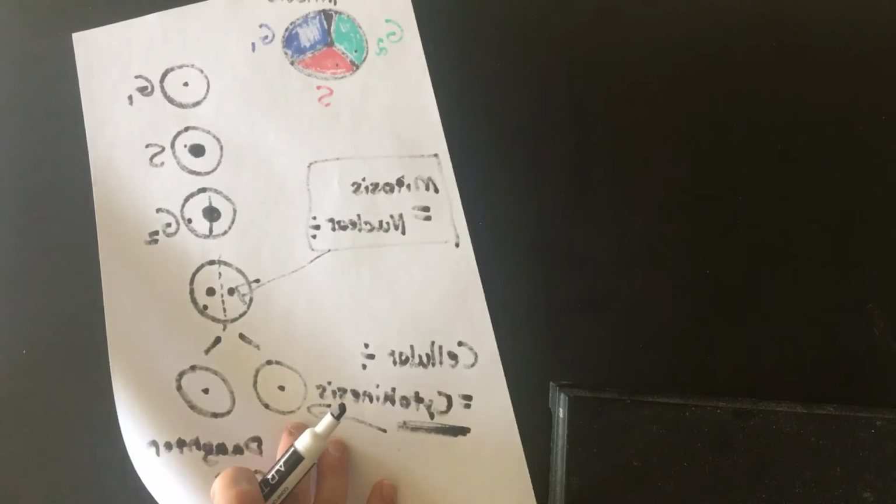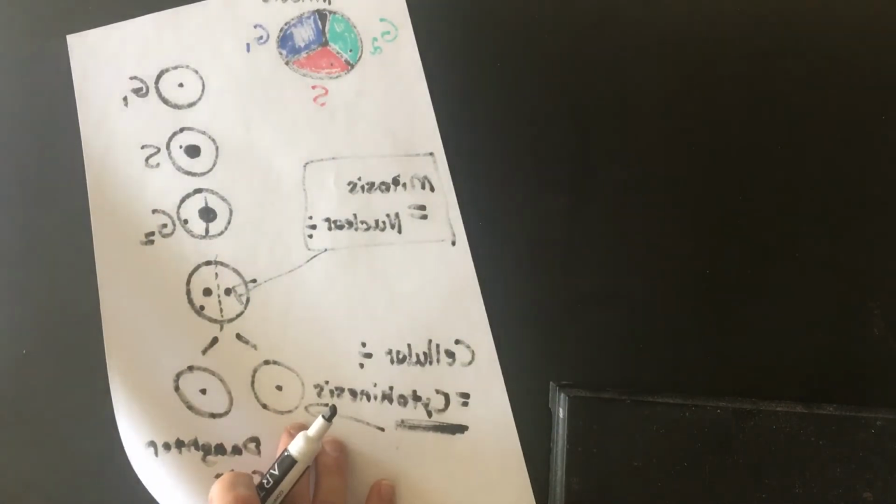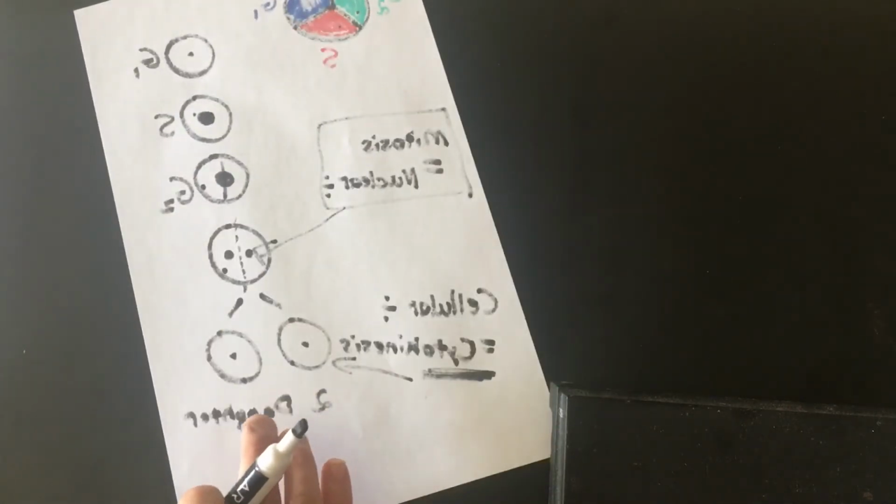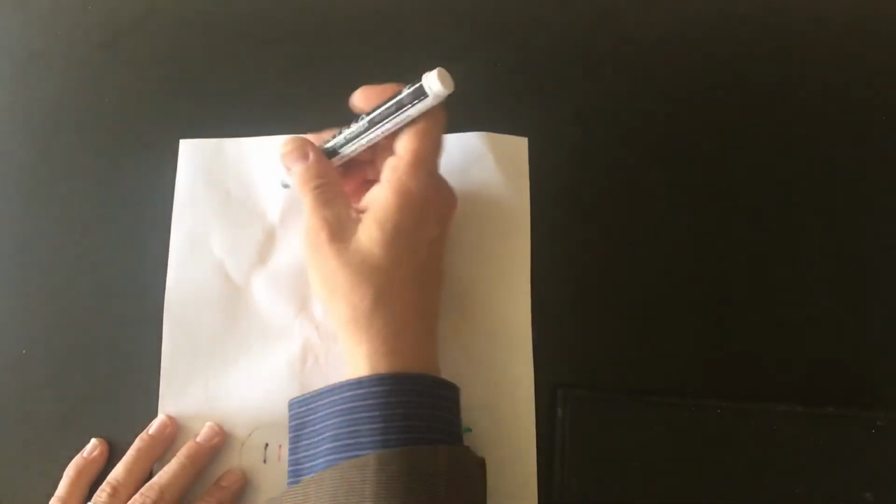And for that, let me get another sheet of paper here. I'm running out of paper. Oh my gosh, I was unprepared. I'll just use this wrinkly old thing. Steps of mitosis.